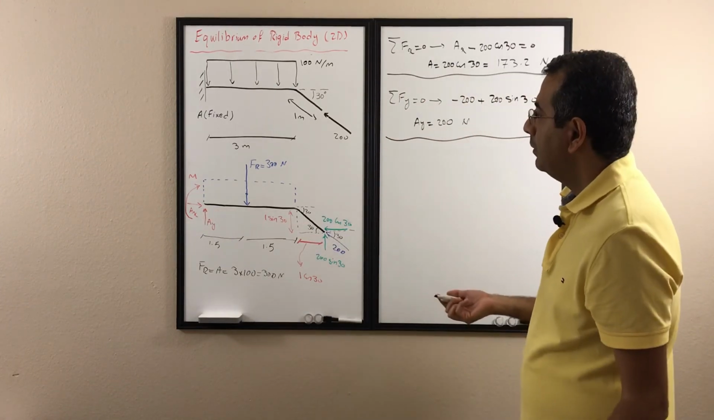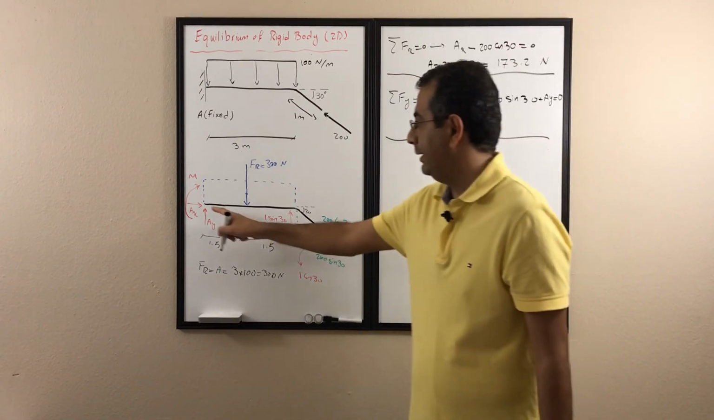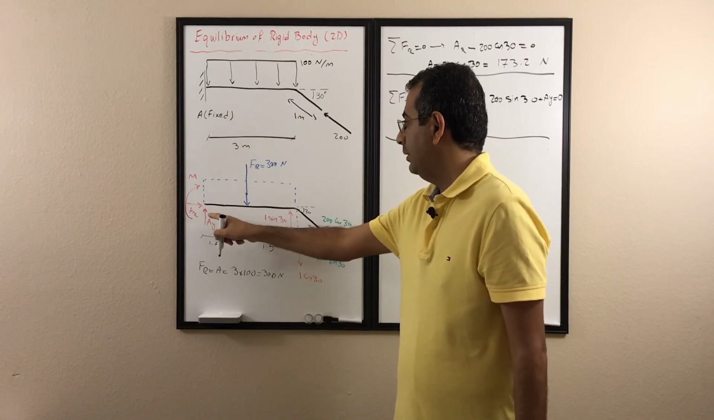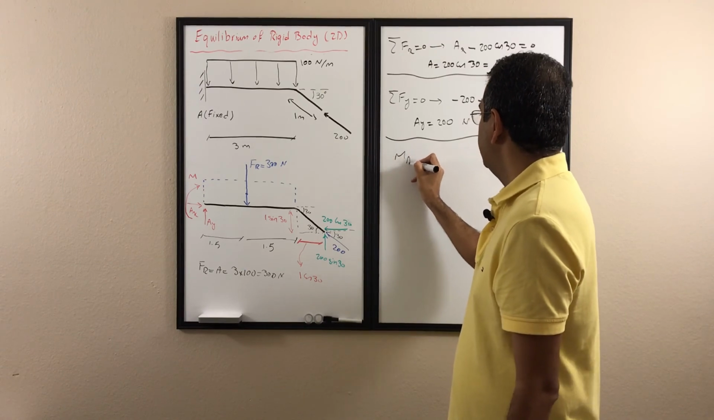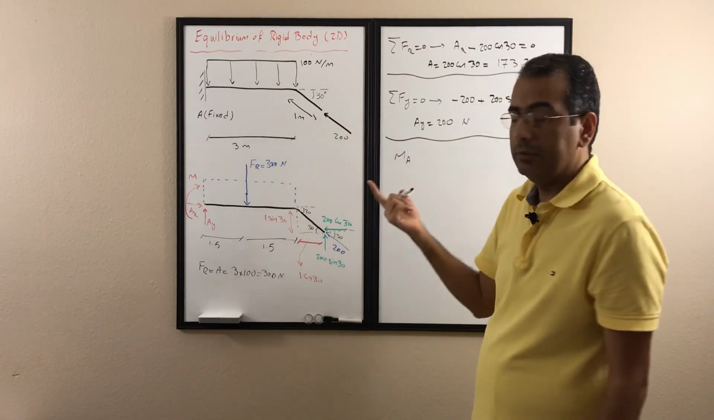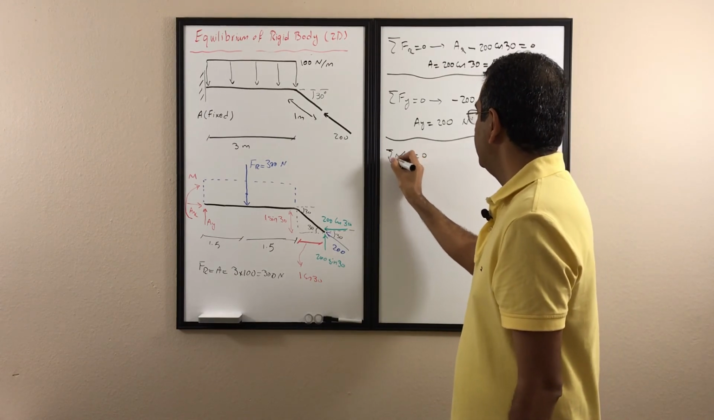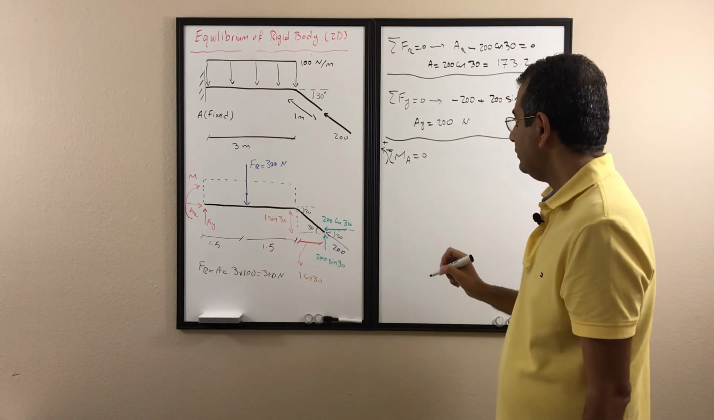And to find the moment, probably the best point to calculate the moment is point A, because if I calculate the moment about point A, Ax and Ay would be cancelled out, and I can write everything else. You can write the moment about any other point as well. Here I start to write it from point A. So sigma M about point A is 0. Again, I assume counterclockwise is positive.